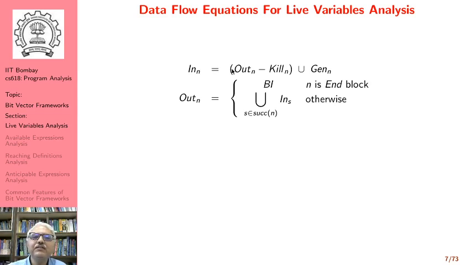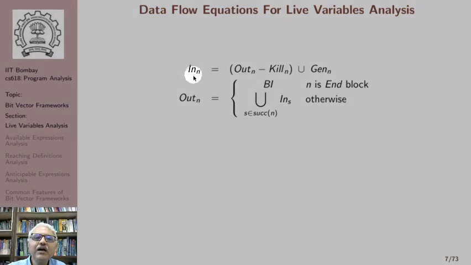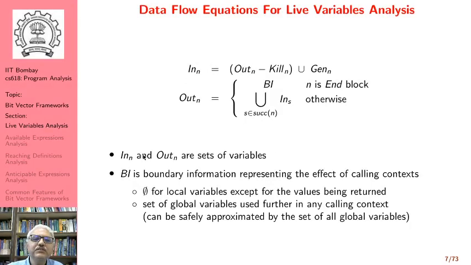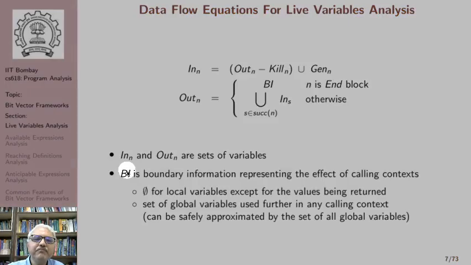These are the equations, and our variables are in and out, and this is defined for every node n in the control flow graph. Note that this is a system of simultaneous equations, except that this is not a simultaneous equation in integers or real numbers. It's a simultaneous equation in sets. So we have in and out as sets of variables, and this boundary information BI represents boundary information.